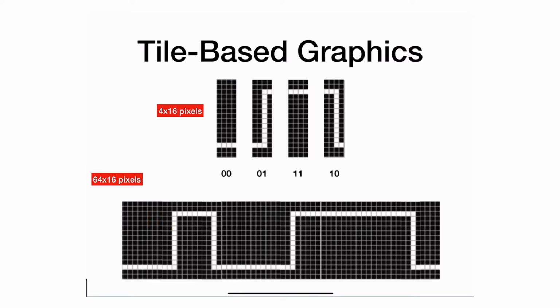So the total number of pixels, which we can calculate simply, is 64 times 16, which is 1024 pixels. Each one of them is 1 bit, so I need 1024 bits to store this particular system.